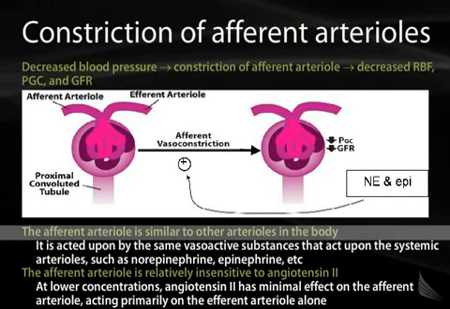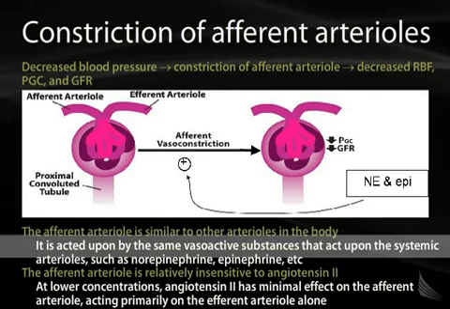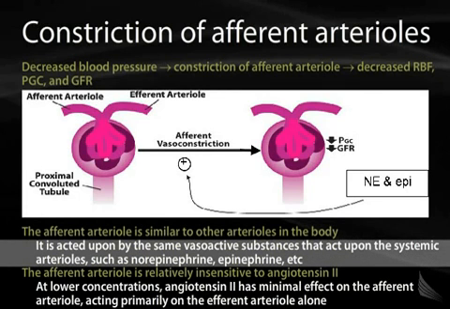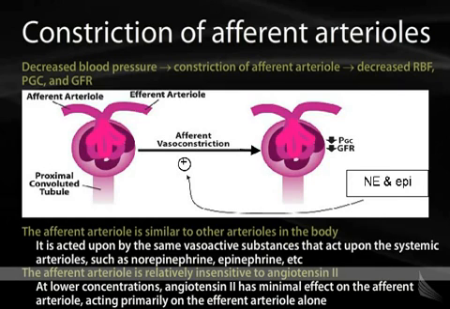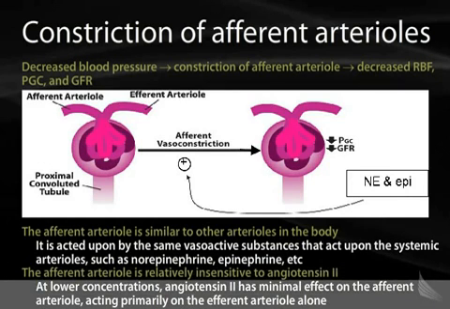The afferent arteriole is similar to other arterioles in the body. It's acted upon by the same vasoactive substances that act upon the systemic arterioles. The afferent arteriole is relatively insensitive to angiotensin II. At lower concentrations, angiotensin II has minimal effect on the afferent arteriole, acting primarily on the efferent arteriole alone.